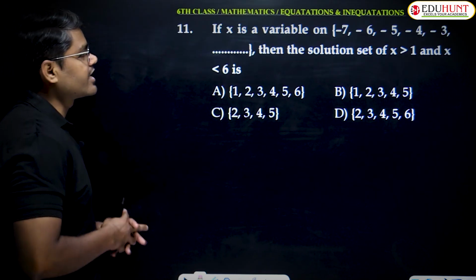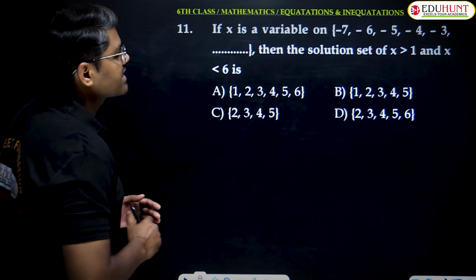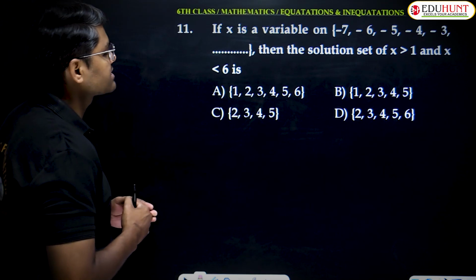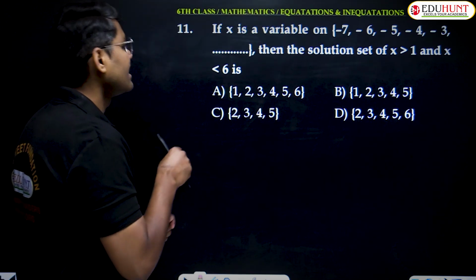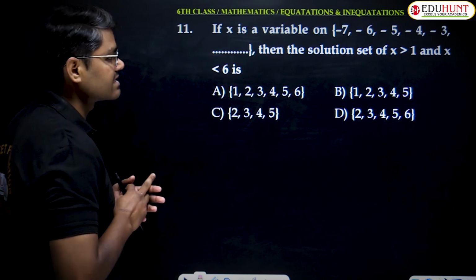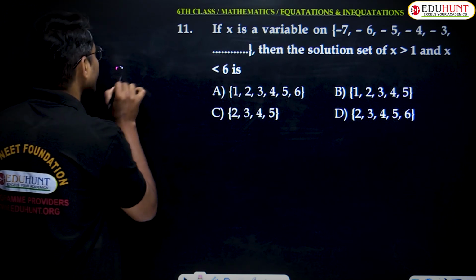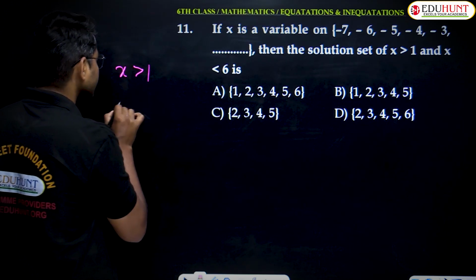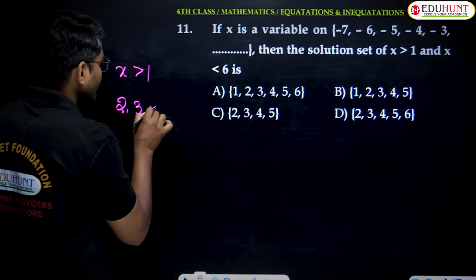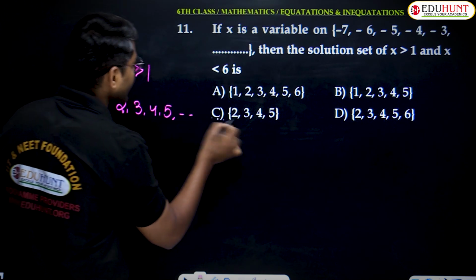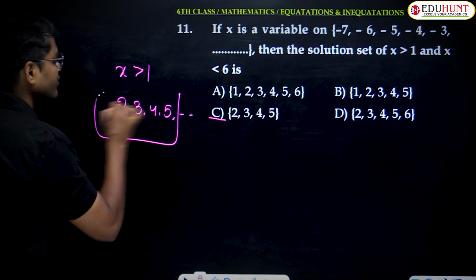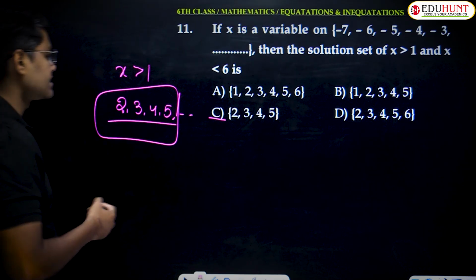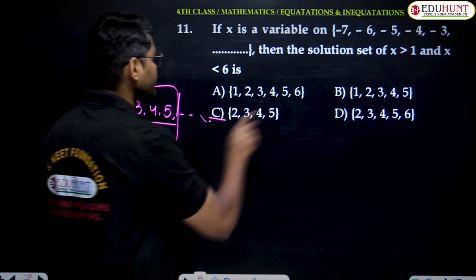If x is a variable on minus 7, minus 6, minus 5, minus 4, minus 3 and so on, then the solution set of x > 1 and x < 6: x > 1 means 2, 3, 4, 5 and so on. But x < 6 means still 5 only we have to take. So, the solution set is 2, 3, 4, 5, that is option C.